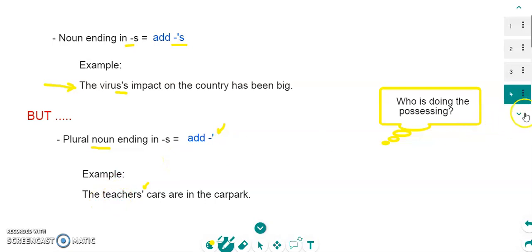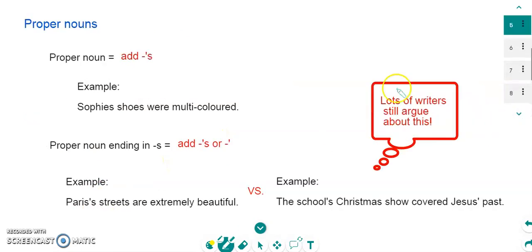Same rule. Just keep thinking about who is doing the possessive. So now we're going to go quickly on to proper nouns, and you might get a bit worried about using apostrophes in proper nouns. Proper nouns are people or places with capital letters, which maybe makes you think it draws more attention to it. However, it is fairly straightforward.